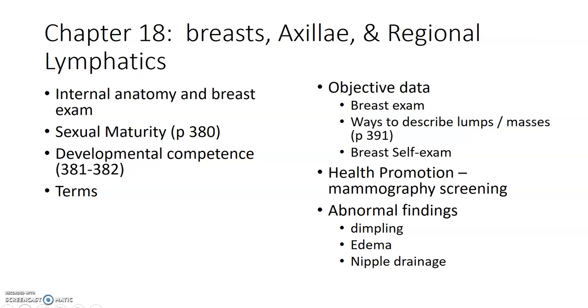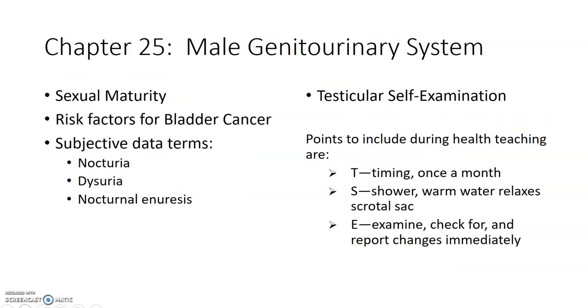Also note that the Tanner staging tool is used to identify normal female development in the adolescent. You do not need to memorize the chart. Also be able to identify the types of breast exam and that the vertical strip pattern of assessment is best for identifying breast masses. In health promotion, we talk about mammography screening, and you need to understand the abnormal findings of dimpling, edema, and nipple drainage and how that impacts an assessment of a breast disease.